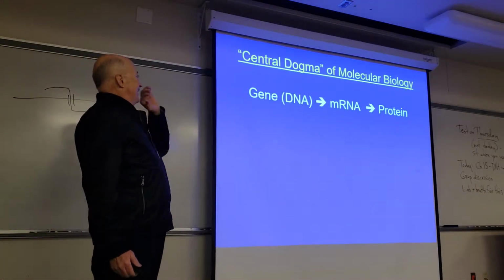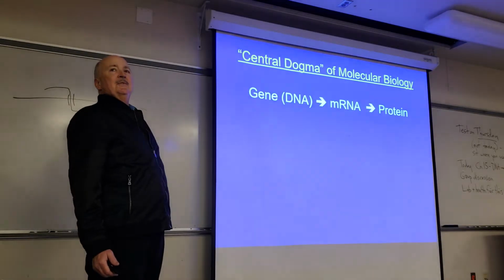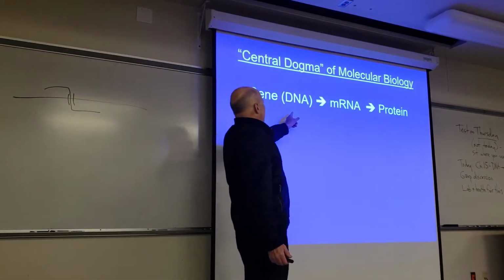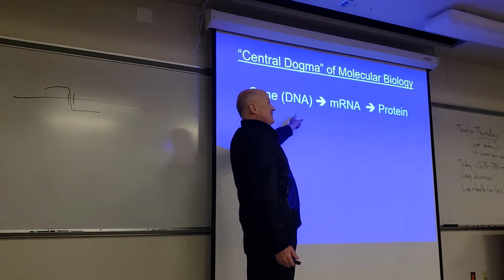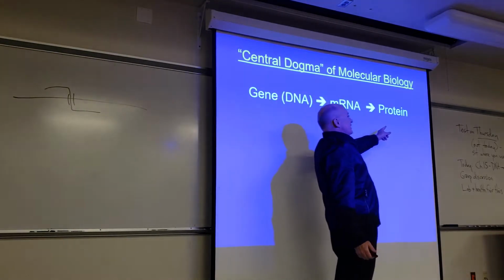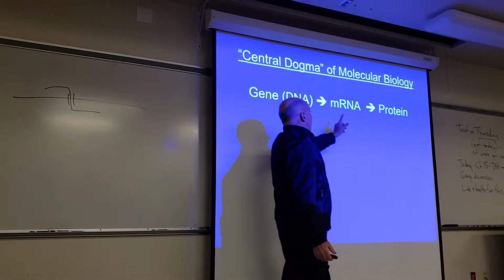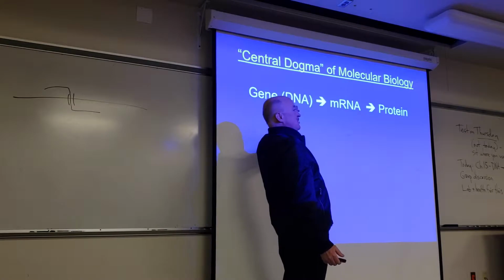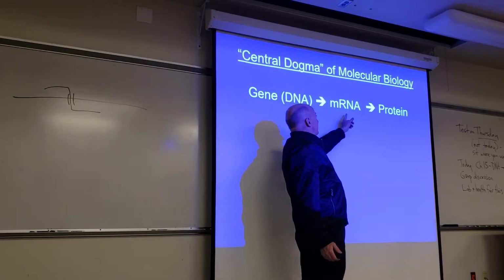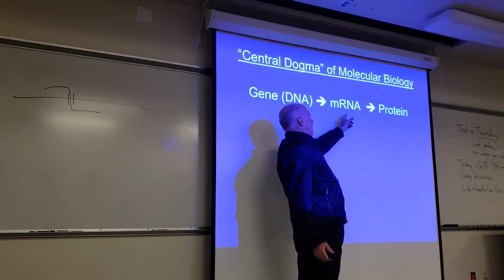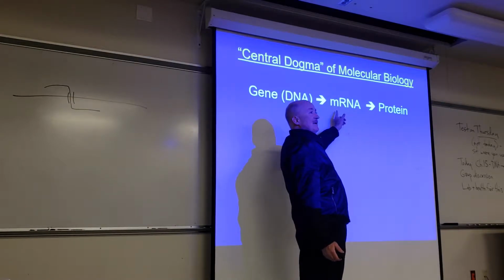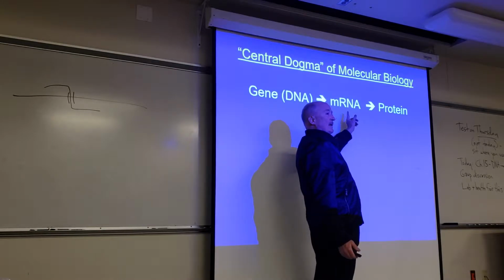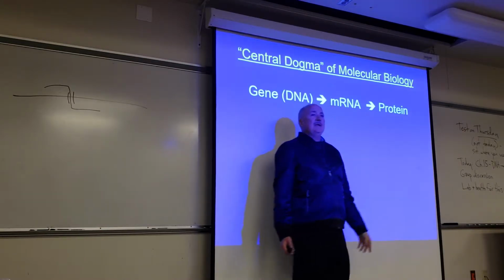Now, this becomes what's been called the central dogma of molecular biology. This idea that genes are made out of DNA. They lead to the production of proteins, but they do so by producing an intermediate molecule. A gene that's in DNA leads to production of an RNA molecule, specifically what we call messenger RNA, and that is what gets read by a ribosome to build a protein.